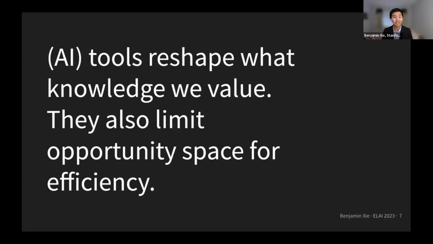I think the main takeaway for me is that AI tools, like any tools, are going to reshape what knowledge we value. So we have to think about how we ensure we aren't limiting our opportunity or creativity space for the sake of efficiency or automation.